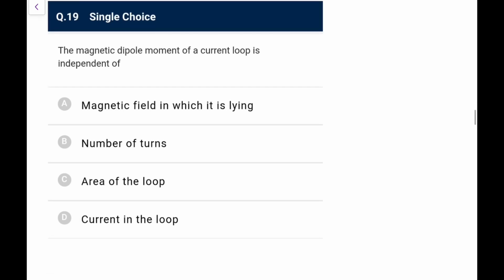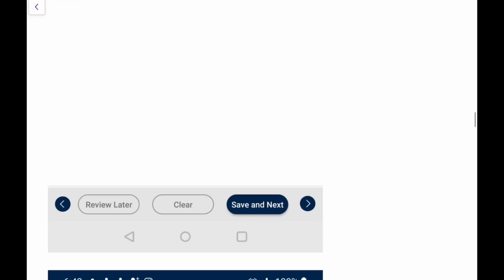The magnetic dipole moment of a current loop is independent of the magnetic field in which it is lying. Yes, magnetic dipole moment does not depend on magnetic field, it is NIA. So N, A and current, all three it depends on.